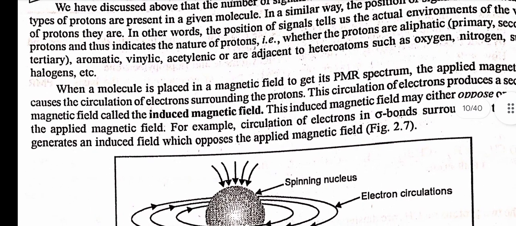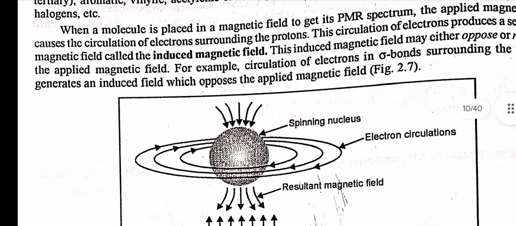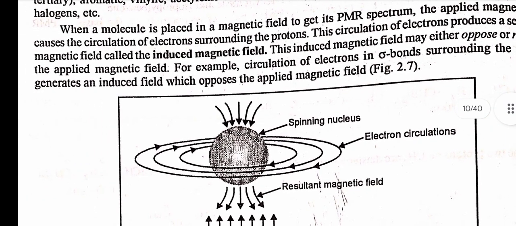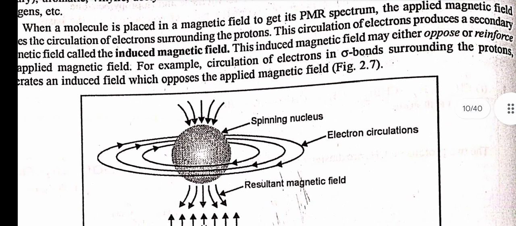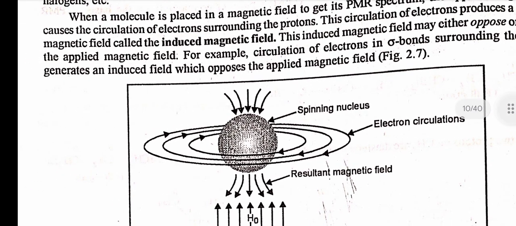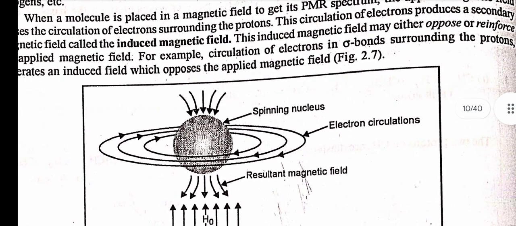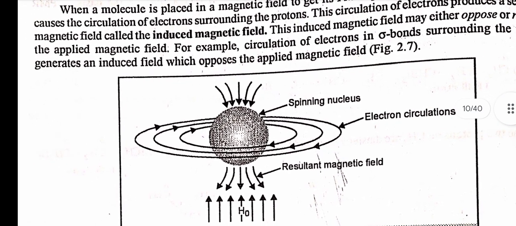sulfur, halogens, etc. When a molecule is placed in a magnetic field to get its PMR spectrum, the applied magnetic field causes the circulation of electrons surrounding the protons. This circulation of electrons produces a secondary magnetic field called the induced magnetic field. This induced magnetic field may either oppose or reinforce the applied magnetic field.